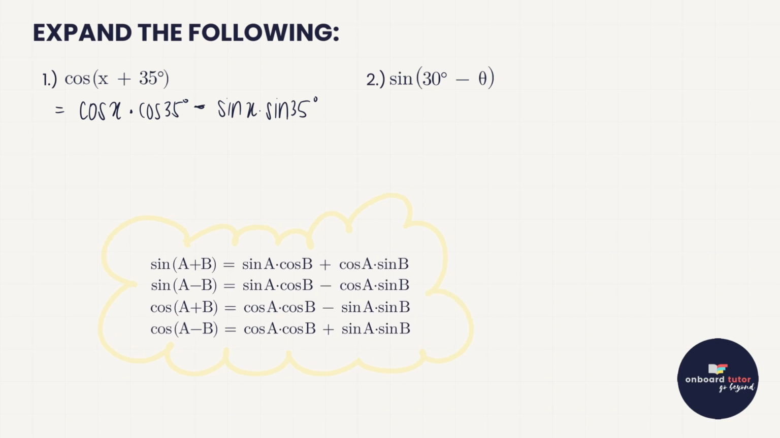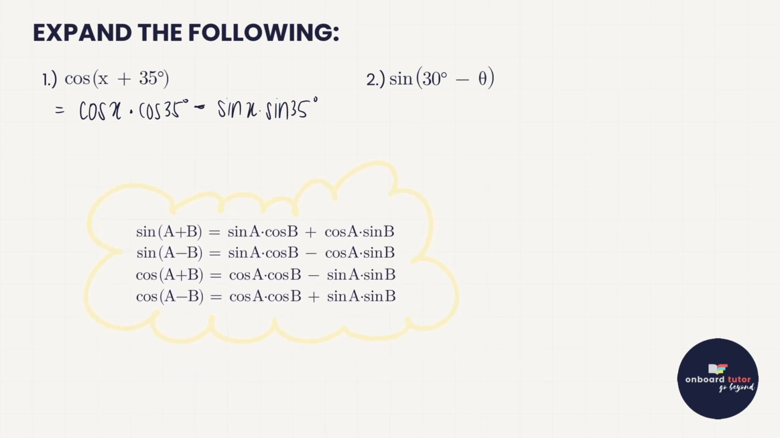Now let's have a look what's going to happen with the next one. So sine of 30 minus x. So we find our sine formula with the subtraction. In the place of a, we've got 30. In the place of b, we've got theta. So sine of 30 minus theta is going to be sine 30 degrees multiplied by cos theta. Sine stays the same, negative, cos 30 degrees multiplied by sine theta. And then, because this is a special angle, we can most certainly substitute that part in.